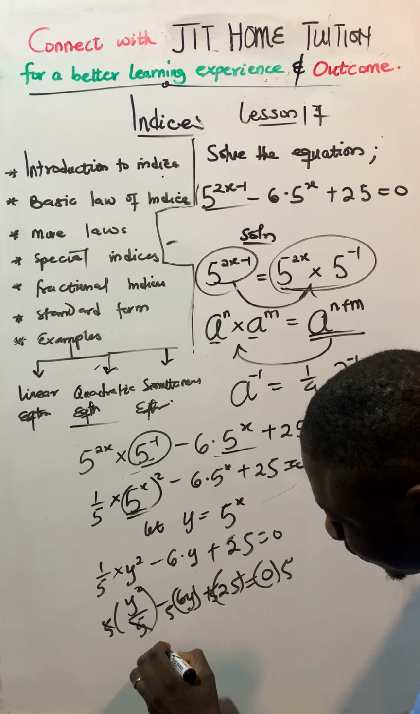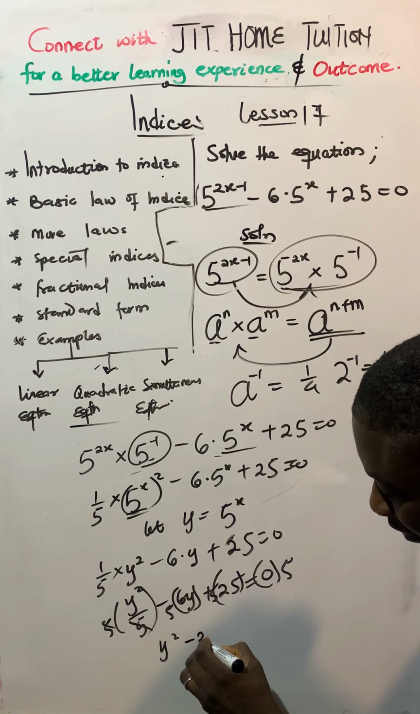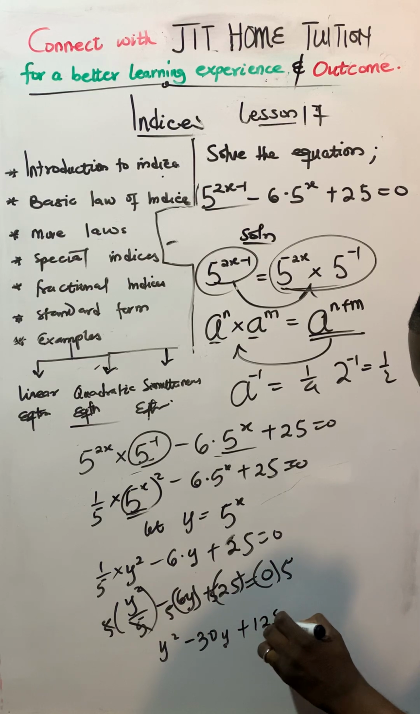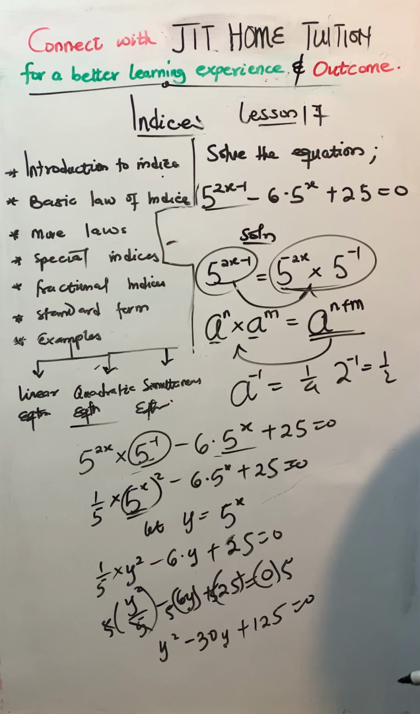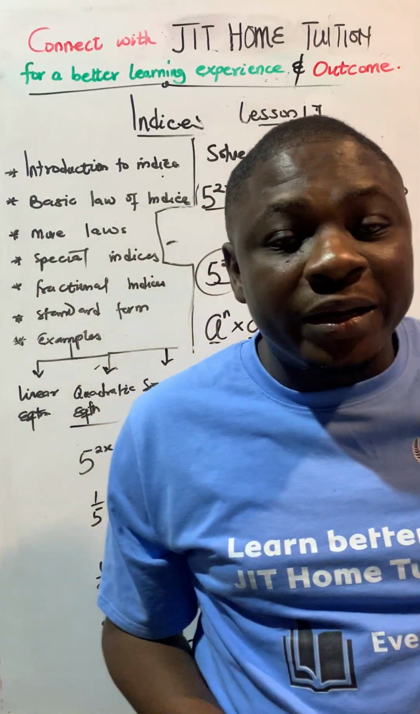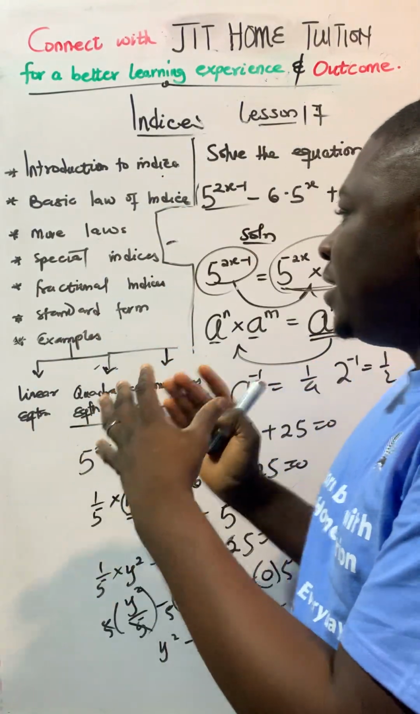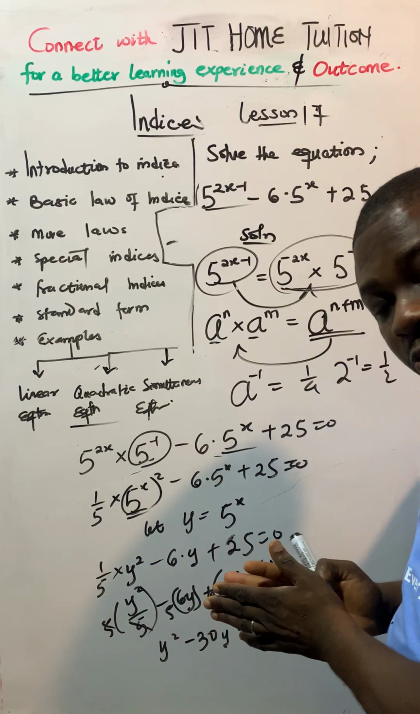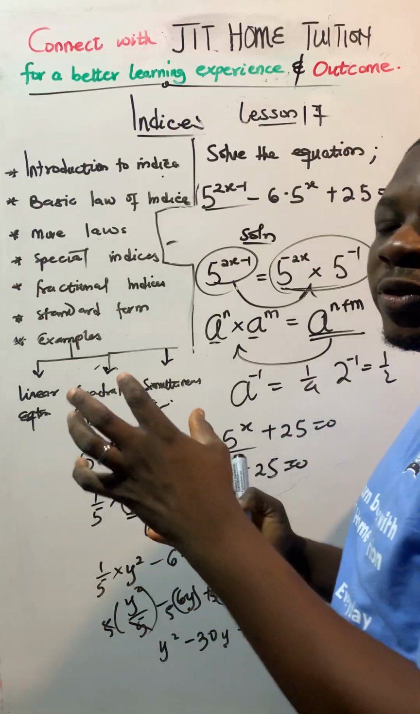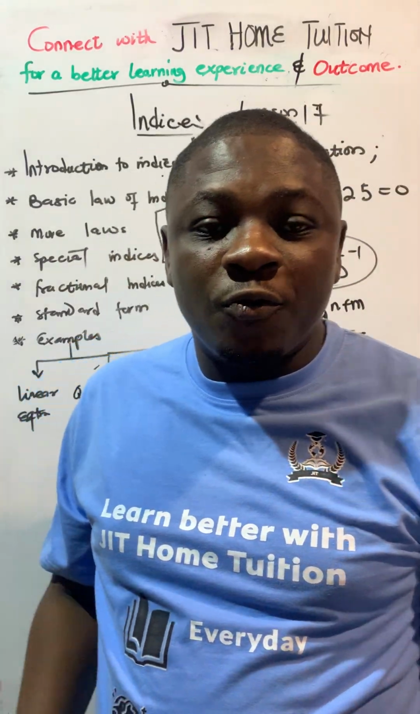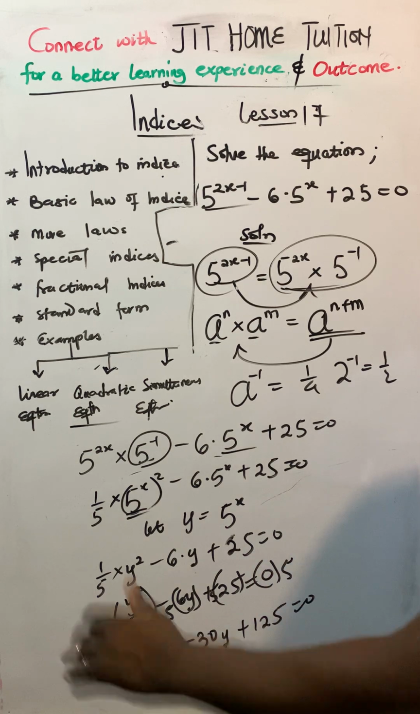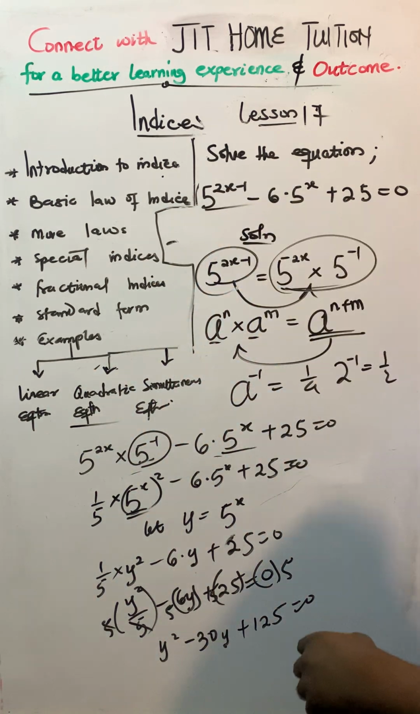So they'll cancel out, giving you y squared. This side will give you 30y, and this side will give you, I think, 125 equal to 0. So with all that we've done up to this point, it is your understanding of indices that has helped you. The next thing for you to do is to use your knowledge and understanding of quadratic equations to get the value for y. Having found it, then come and use it to find the value for x.